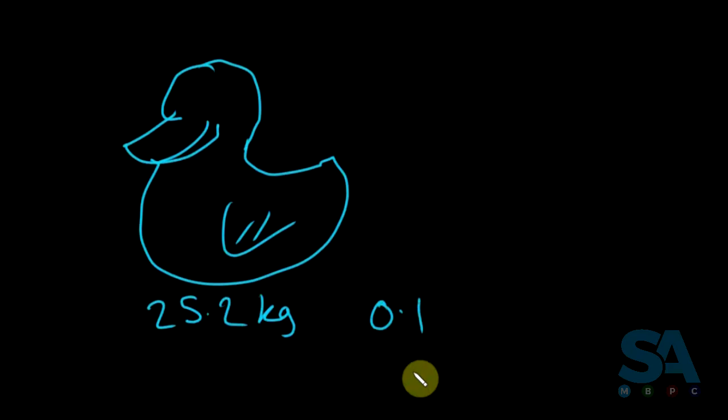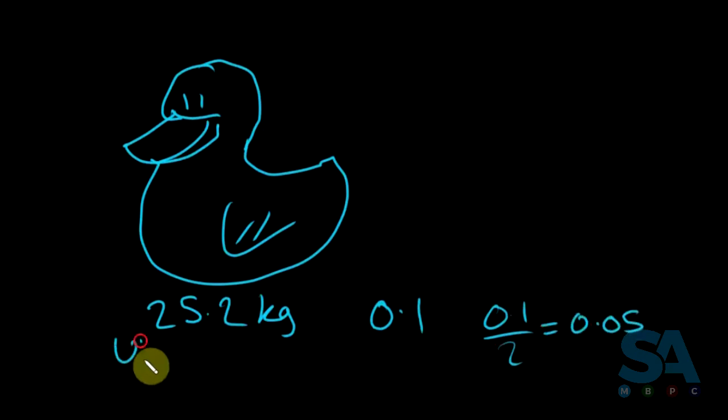So if I told you that this giant duck weighed 25.2 kilograms to the nearest 0.1 kilogram, to find the upper and lower bounds of the actual weight of this duck, what you would have to do is divide the unit it was rounded to by 2. So 0.1 divided by 2 equals 0.05.